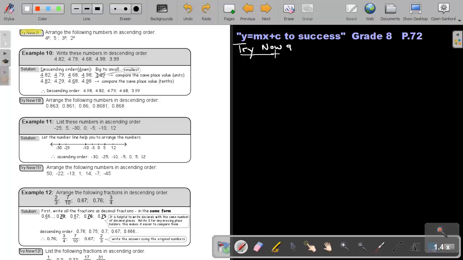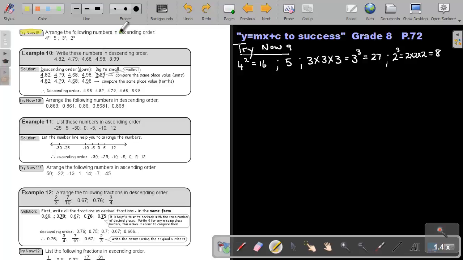Okay, first let's work out the numbers. 4 times 4, that will be 16. And then it's just 5. 3 times 3 times 3, which was 3 to the power of 3, and that was equal to 27. And then 2 to the power of 3, which is equal to 2 times 2 times 2, and that was equal to 8. So if they are asking in ascending order, it's from the smallest to the biggest.